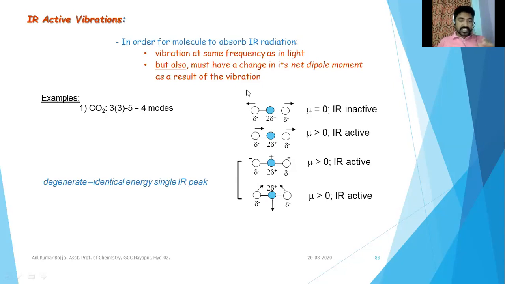So there must be a change in the dipole moment of the molecule. The dipole moment is indicated with mu. Here you see the middle one, the ball indicated with blue color, can be considered as carbon, whereas the other two balls connected with the blue ball can be considered as oxygens. So it would be a double bond. This is the carbon oxygen double bond and carbon oxygen double bond.